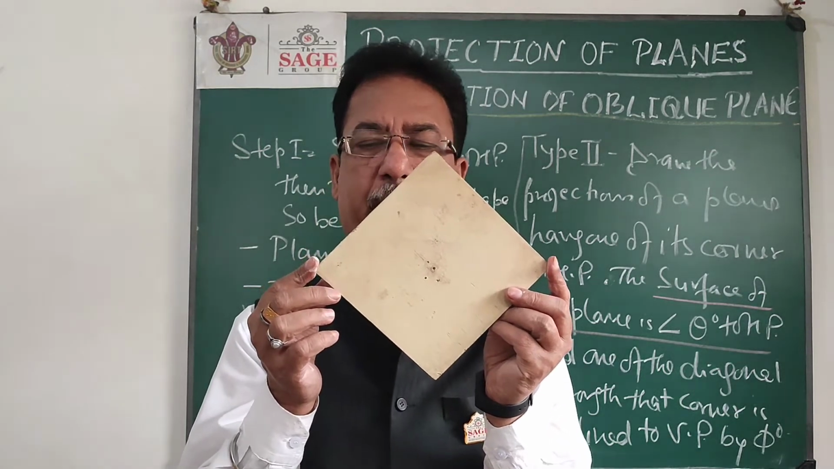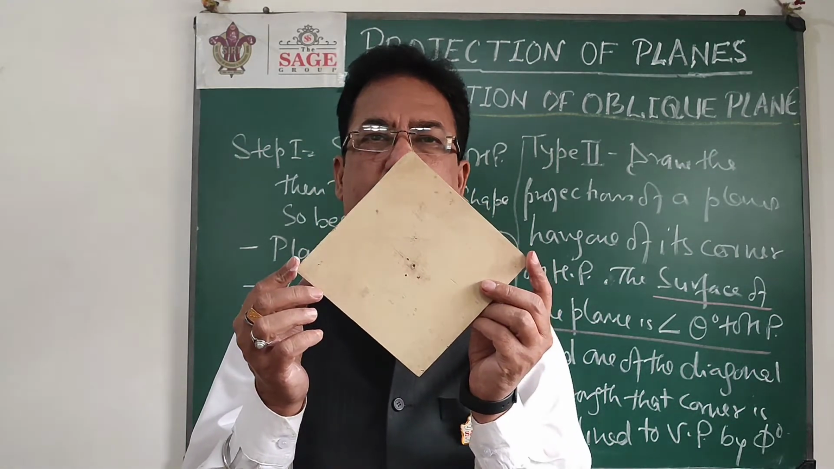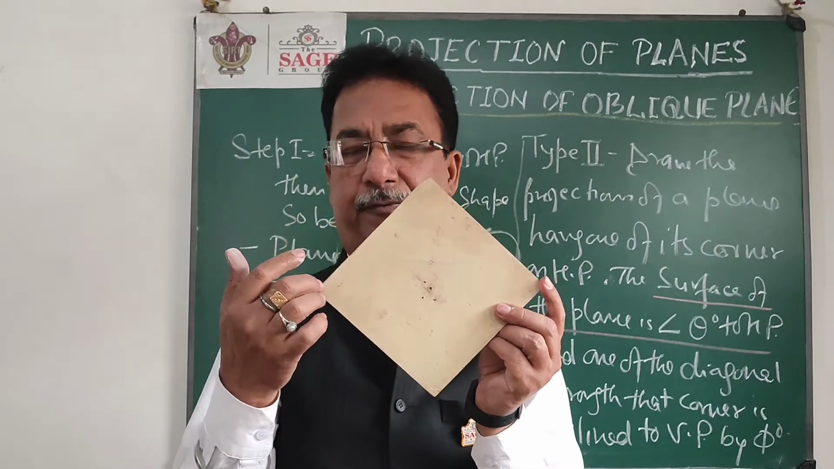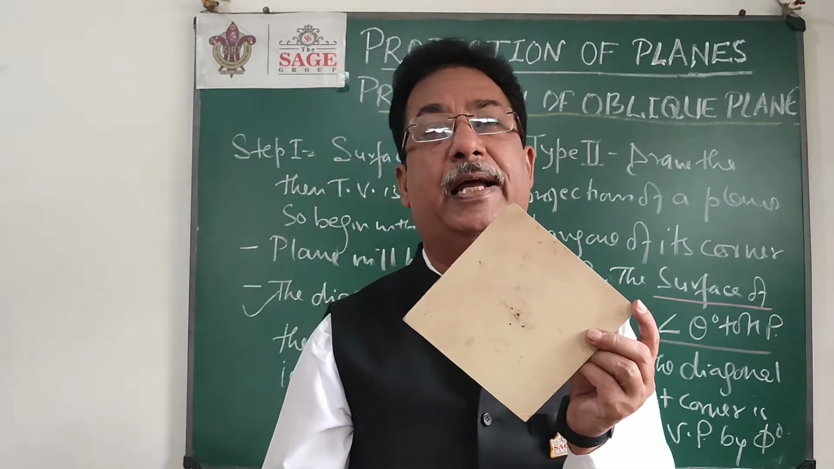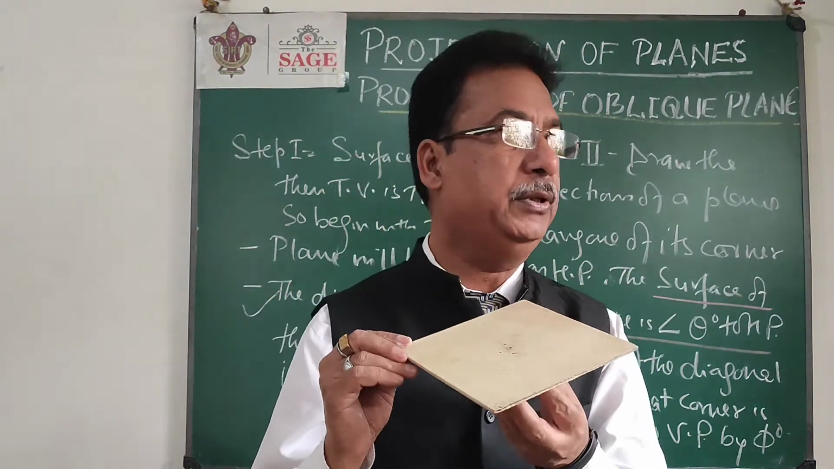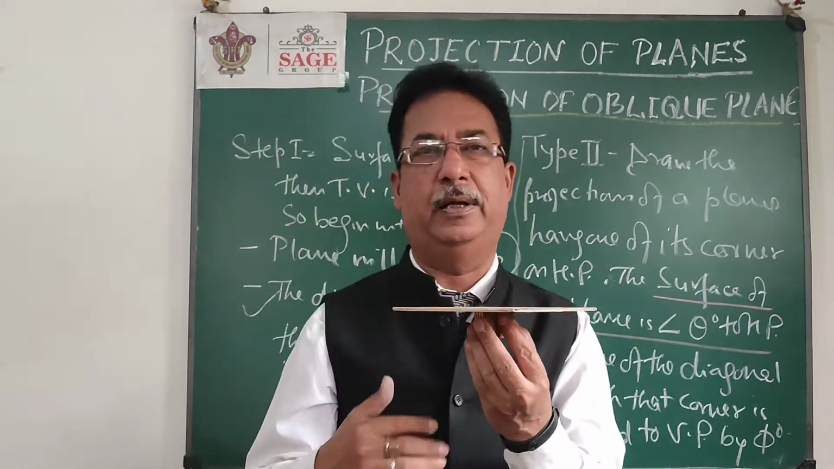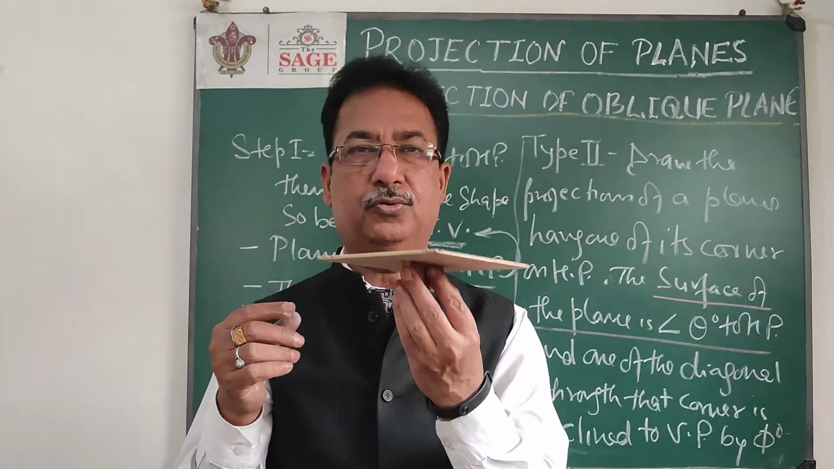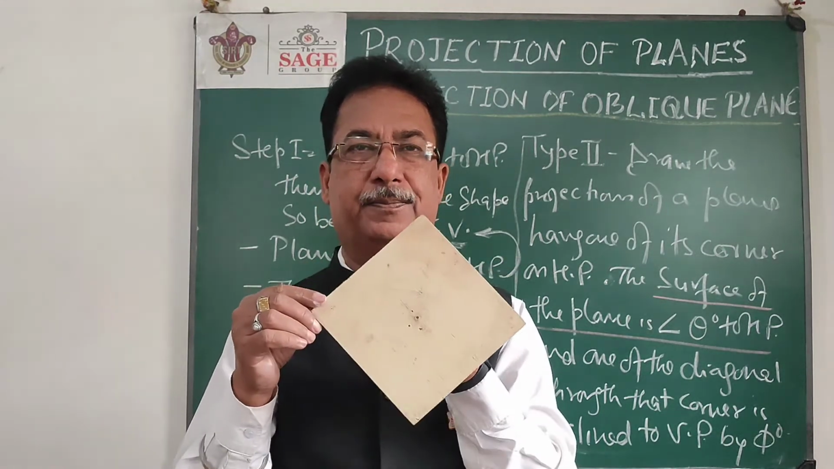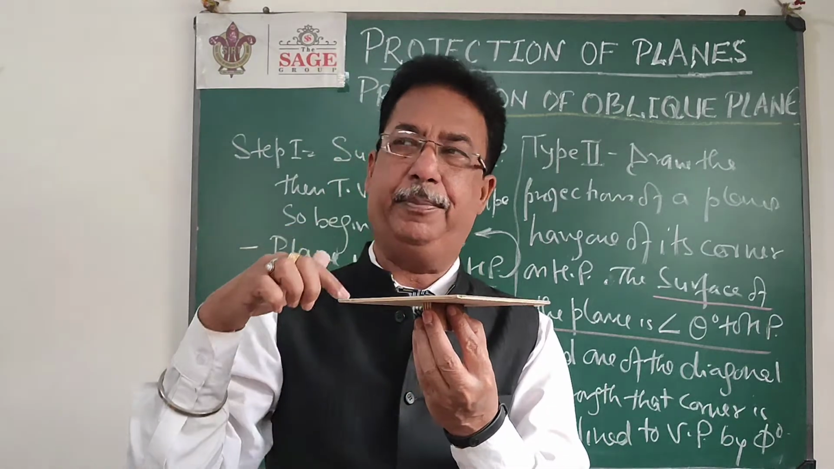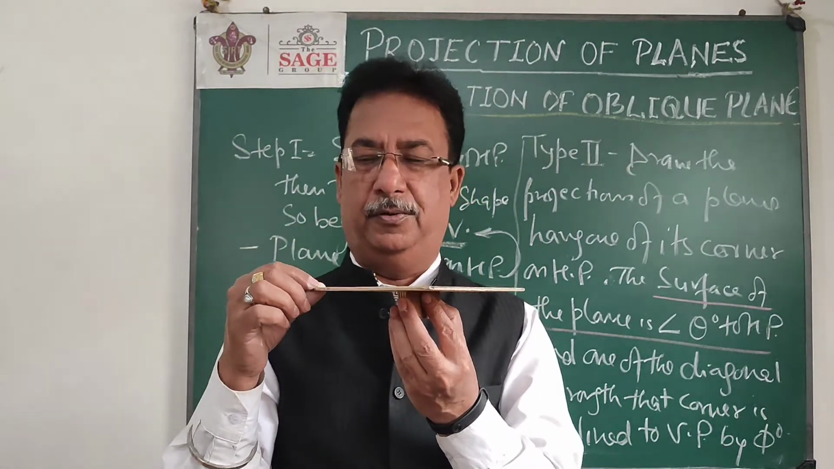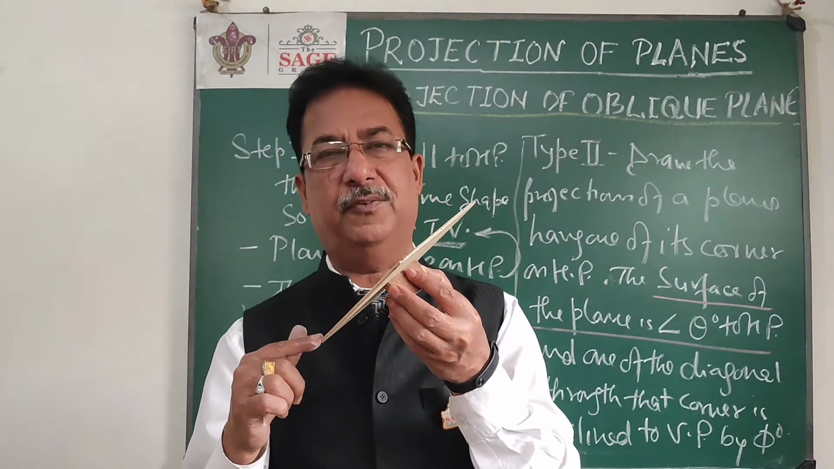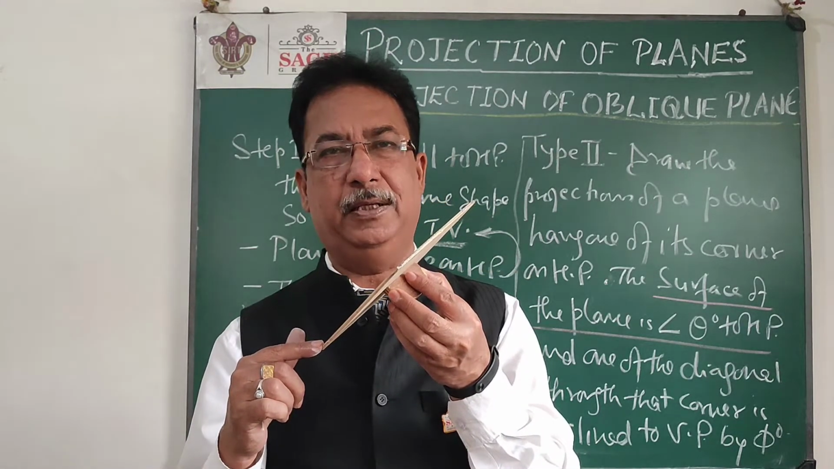Or if we are taking the reverse case, when the surface is inclined to VP, I should start like this: surface parallel to VP with the diagonal parallel to HP, the reverse case. But suppose I am taking the case which we are discussing right now, so the square will be kept like this. The diagonal will again be parallel to the VP, and holding this, if I rotate it like this, now the surface will be inclined to HP by some angle.